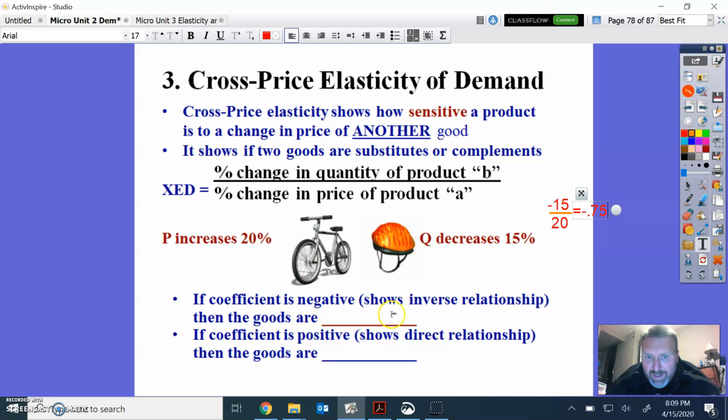If the coefficient is negative, meaning there's an inverse relationship between the goods, what does that mean? It means that the goods are complements. That's what it means at that time. If it's positive, substitutes. You guys see that these numbers are negative, right? Negative 0.75. So they go together. Bikes and bike helmets go together. It should make sense at that point, right? So here I have 3 problems. I'm going to see you try at that point.